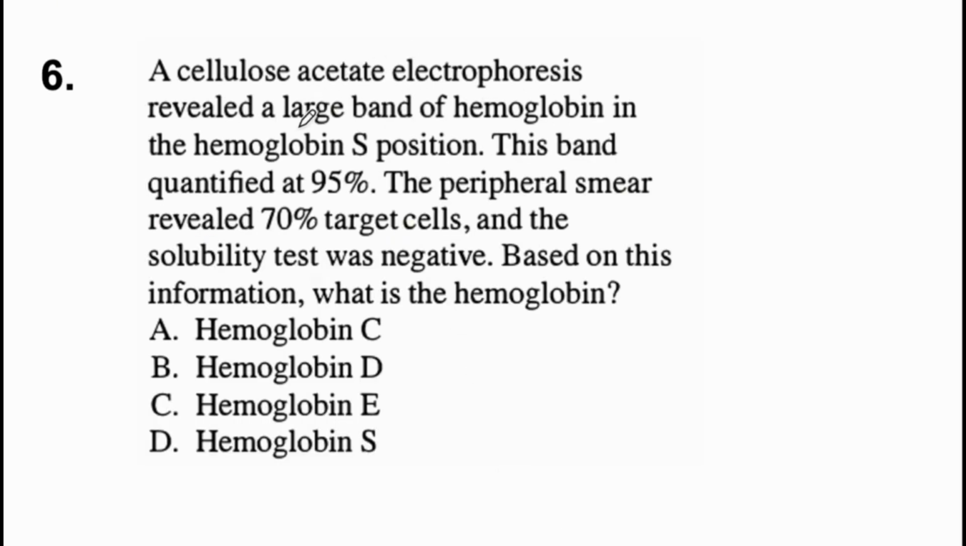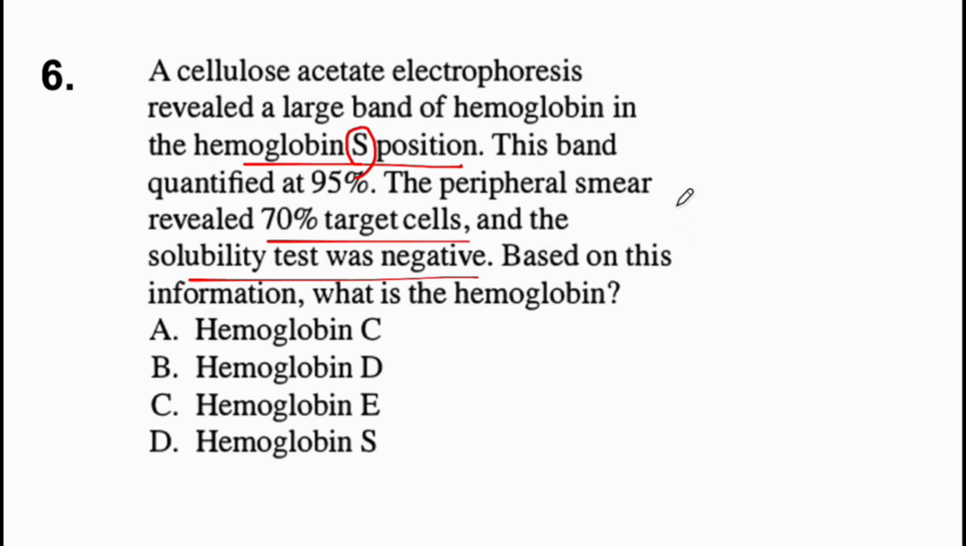Alkaline electrophoresis reveals a large band of hemoglobin in the hemoglobin S position. This band is quantified at 95%. The peripheral smear shows 70% target cells. The solubility test was negative. Based on this information, what is the hemoglobin? For this question, we need to know which hemoglobins migrate together on cellulose acetate electrophoresis at alkaline pH. The major groups are A, normal hemoglobin, F, fetal hemoglobin, S, and C. Hemoglobin S, D, and G all migrate in the same S position.